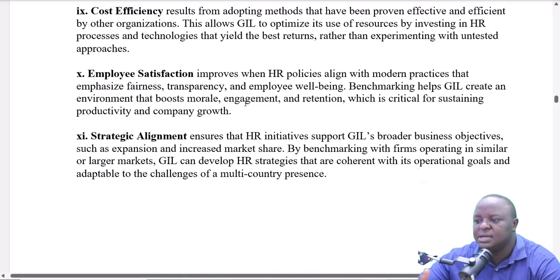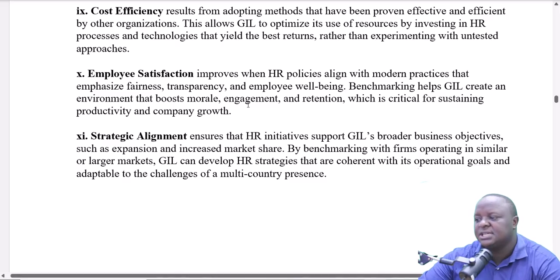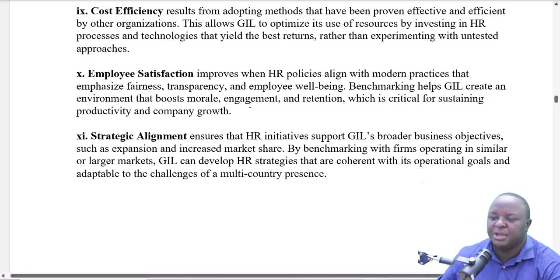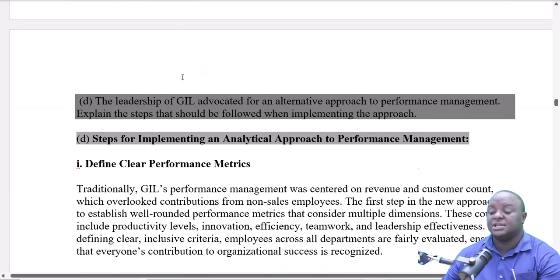the GIL management or HR to improve its HR policies and align them with the modern practices that emphasize fairness, transparency, and employee well-being. And lastly, we have strategic alignment, which ensures that HR initiatives support GIL's broader business objectives, such as expansion and increased market share.